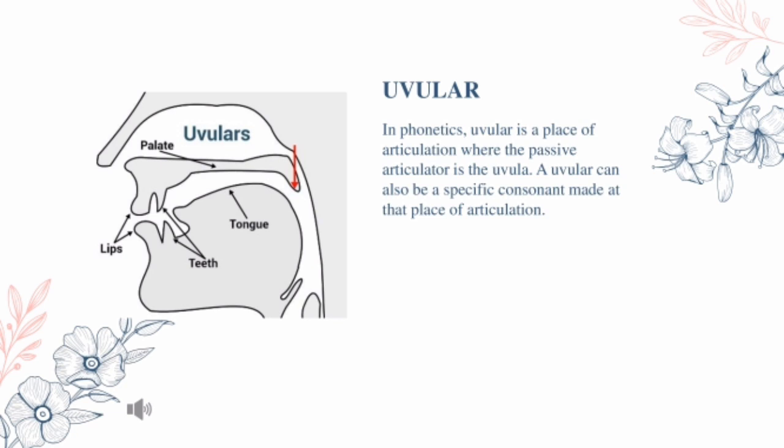Uvular. In phonetics, uvular is a place of articulation where the passive articulator is the uvula. A uvular can also be a specific consonant made at the place of articulation. These sounds do not ordinarily occur in English, so I cannot give you the example. If you want to know more, you can search in Google.